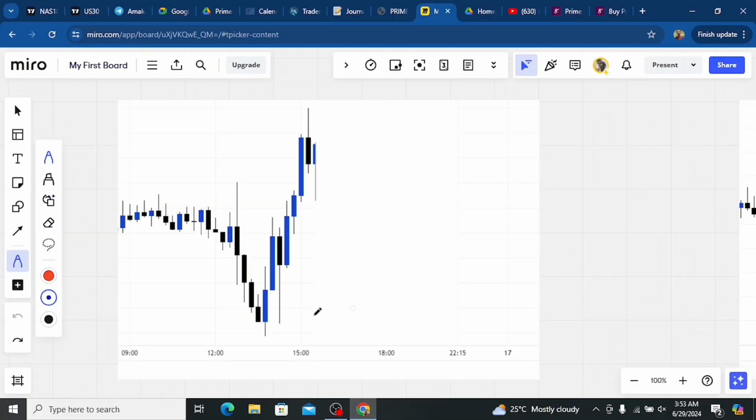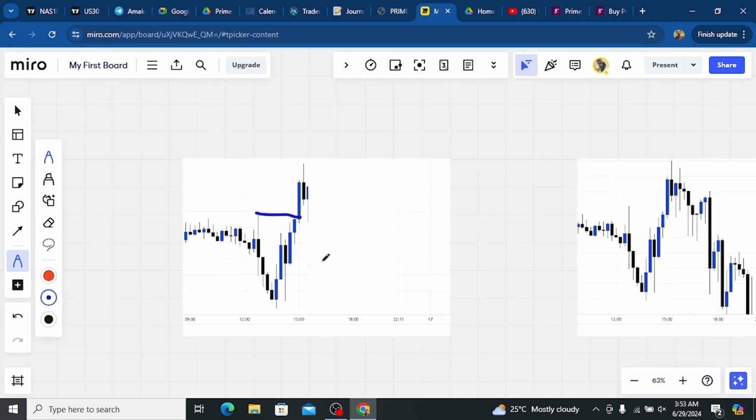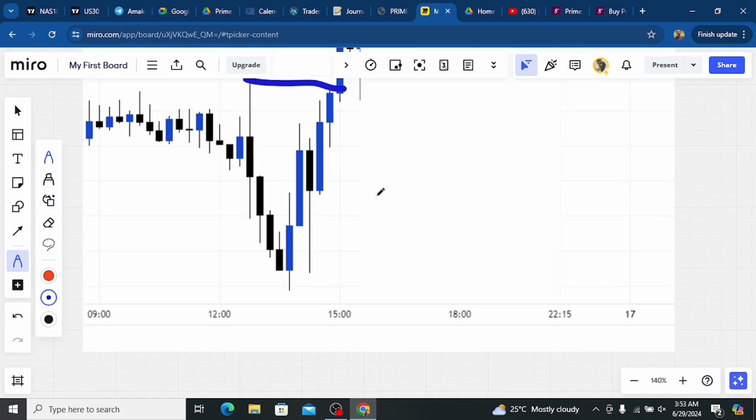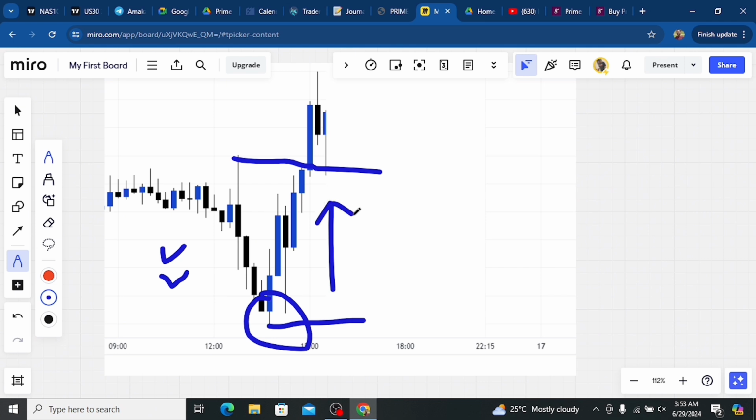We see that there's a break of structure to the upside, and now if at all we should have anything on this example, we should be looking forward to having an order block. Why? There's origin. So origin, which is one, check. Break of structure, which is second, check. But is there a fair value gap? There's no fair value gap. Within this range that the break of structure happened, there's no FVG within this range.